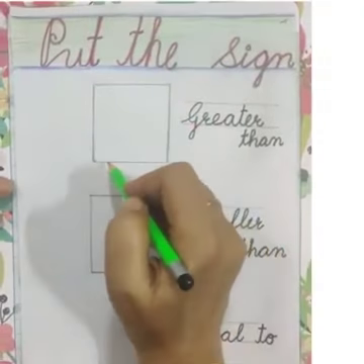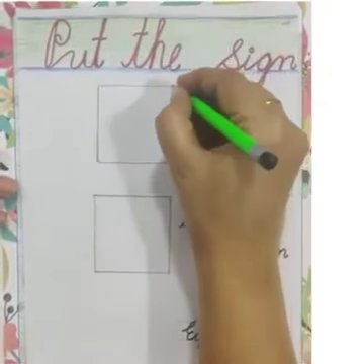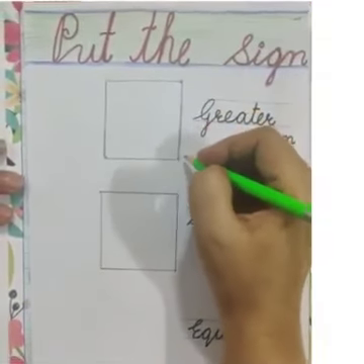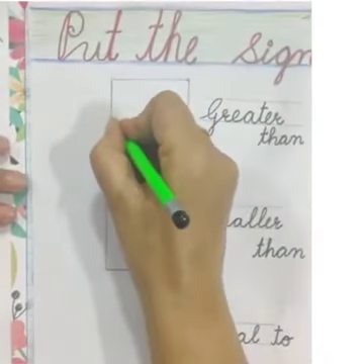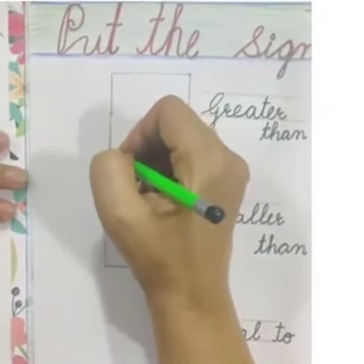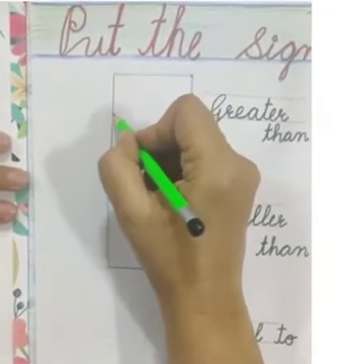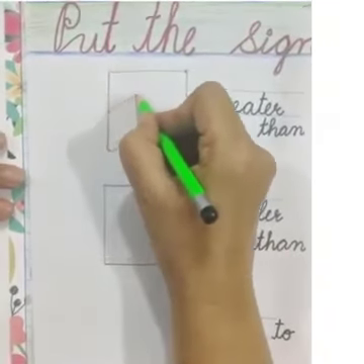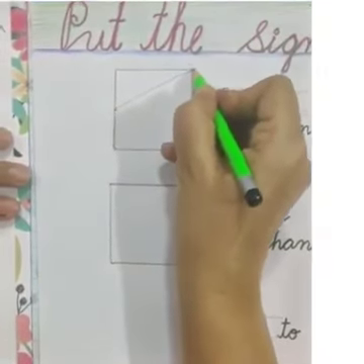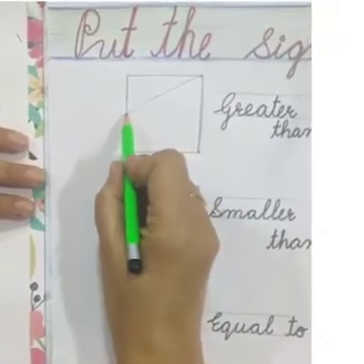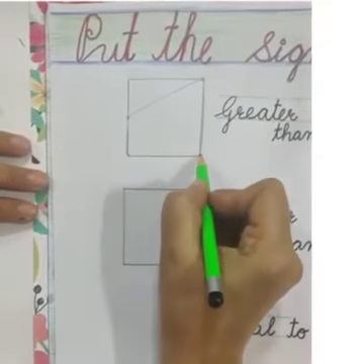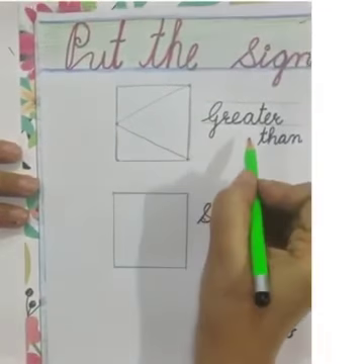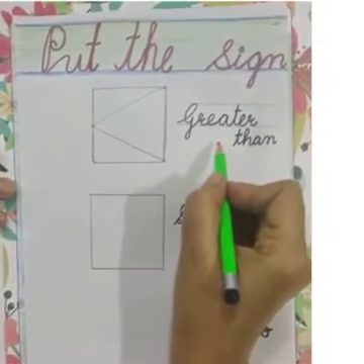This is a box. Now we will make two dots on the corners of this line and one dot in the center of this line. Now we will join this dot to this corner like this. Again we will join this dot to this corner. This is greater than sign.